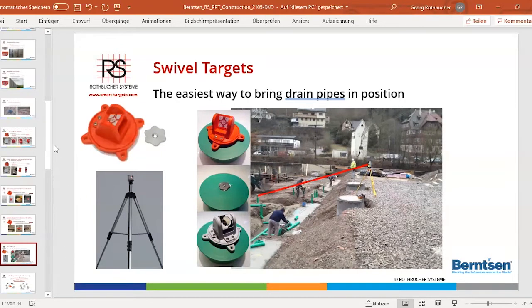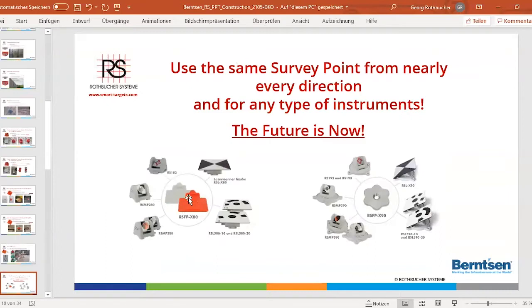Because of BIM, we have also made this system. So that means we have two fixed points, the RSFPX80 and the RSFPX90. And with this fixed point, it doesn't matter if you use a target reflector, a prism, a scanner or a drone target. With the right offset, whatever you put on the target, it is always accurate, the same measurement point. Accuracy plus minus 1 millimeter.